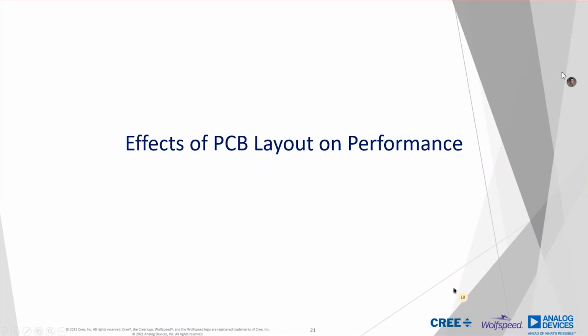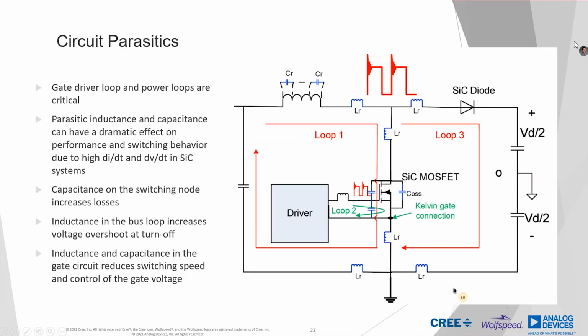All right, so let's take a look at the effects of the PCB layout on switching performance and behavior here. So this shows a typical boost converter setup just as an example to illustrate all the different parasitics in the circuit. What you want to be aware of is, as we mentioned, silicon carbide is much, much faster than silicon technologies, MOSFETs and IGBTs. And as a result, these parasitics become much more critical in these designs.